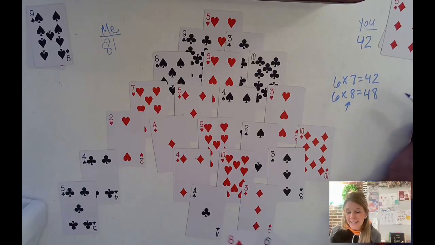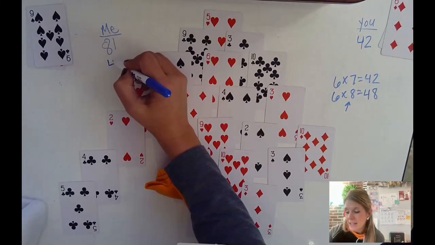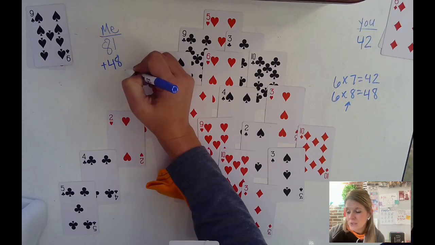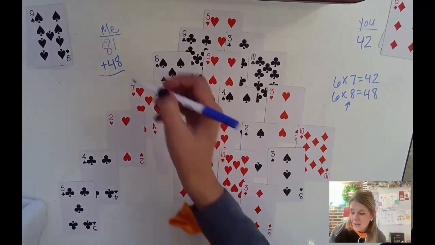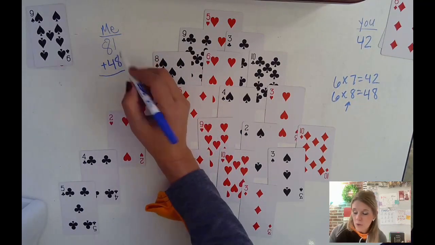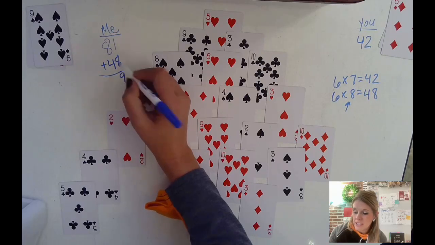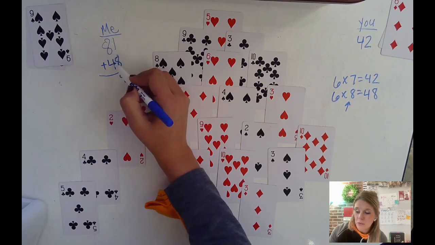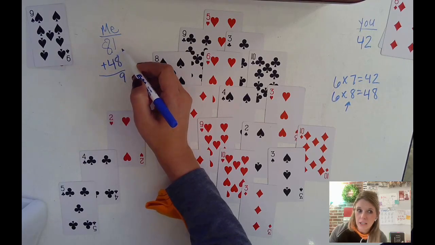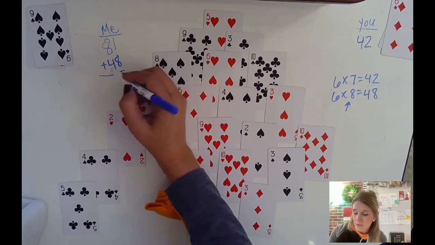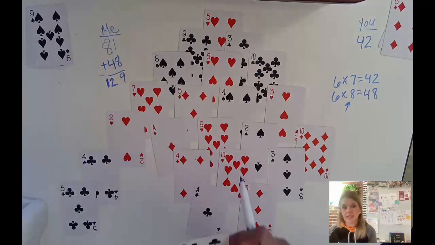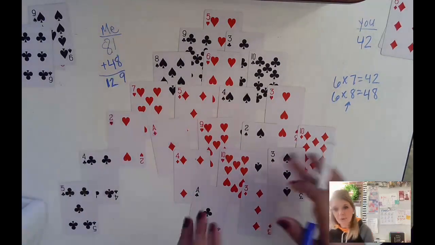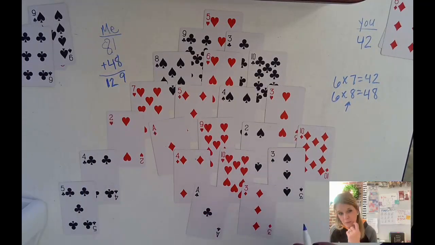Now I have 48, but I have to add my 48 to this total. Well, 8 ones and 1 one are 9 ones, and 8 tens and 4 tens, well, 80, 90, 100, and I still have 2 tens left, so that would be 120. I have 129 points. If I were correct, I would get to keep those. Otherwise, they will go back onto the pyramid.